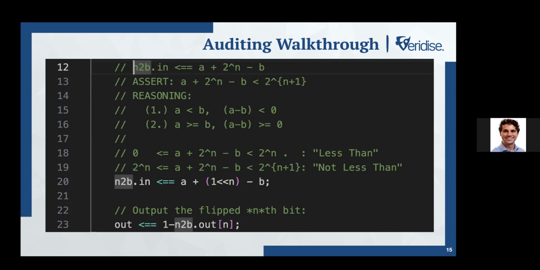And this is why the nth bit tells us whether A is less than B or not, because in this first range, the nth bit is off. So when num2bits out[n] is off, we know that A is less than B. And vice versa, when it's on, it's in this second range, we know that A is greater than or equal to B. So we can just flip the bit, we get the output, and we're golden.